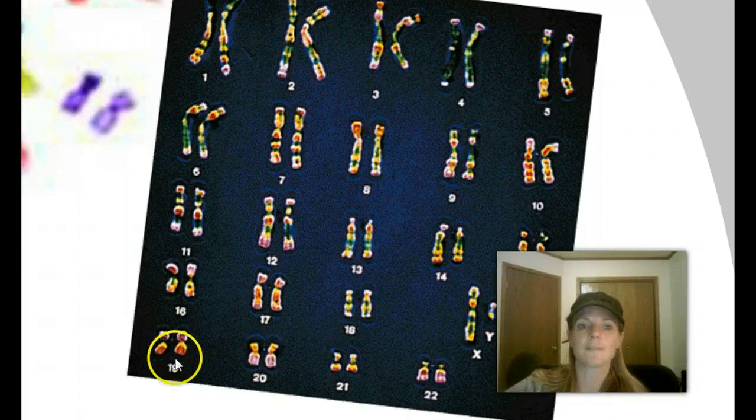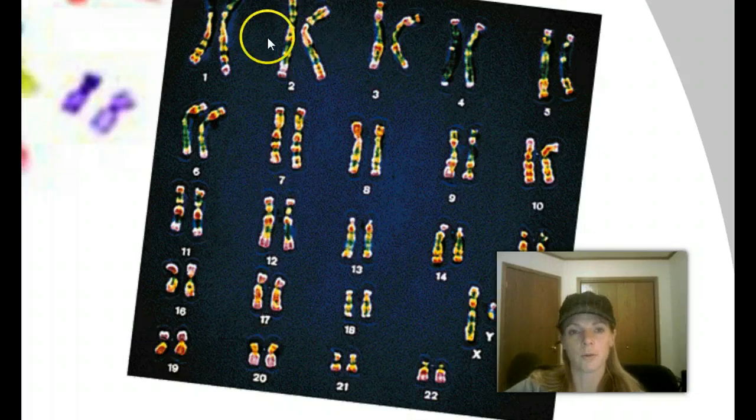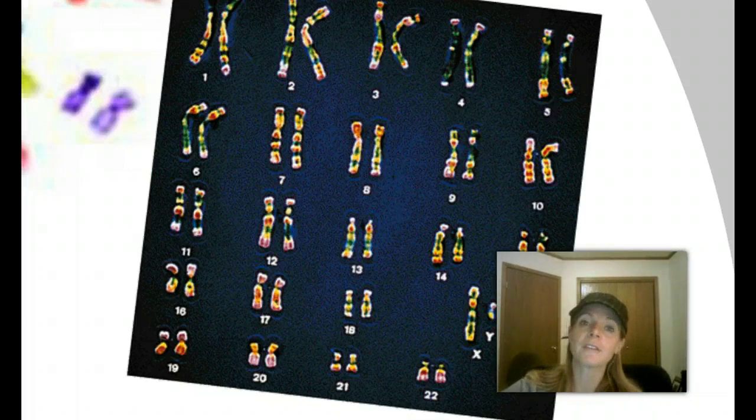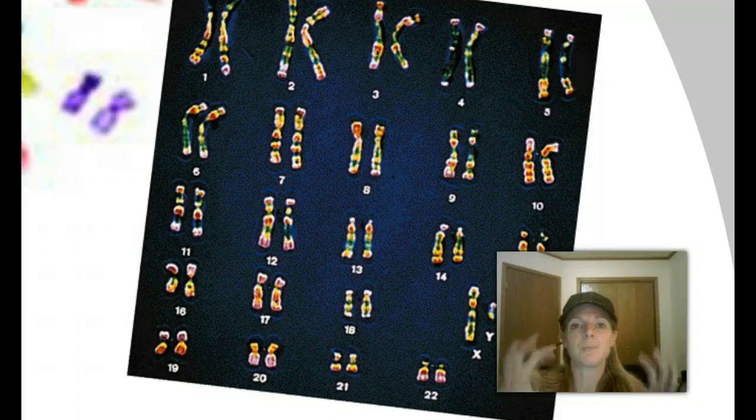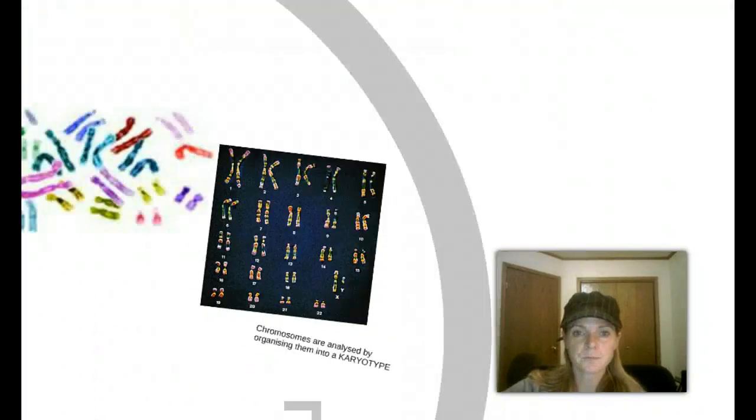A gene for your eye color may be found way in here. It just depends, and to be honest, I don't know where all of those genes are found. Go ask a geneticist. I'm just a high school science teacher. No, just kidding. There are ways to find out. They have maps that show where all these different genes are found on your chromosomes. So it's kind of cool.